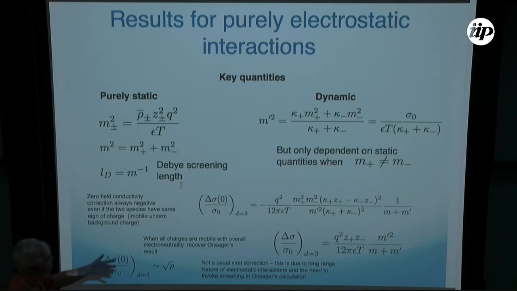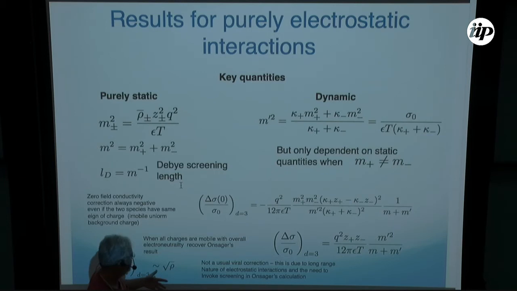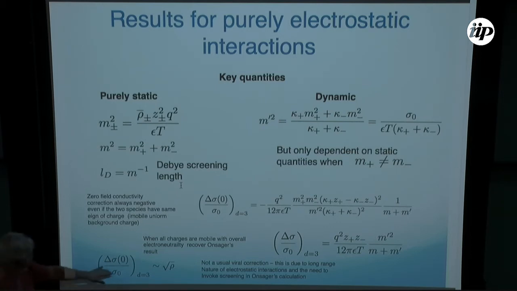So what you can do is look at the zero field conductivity, and you get Onsager's results very, very quickly, okay? So you can recover the whole of the Onsager theory, which you could have got by looking at fluctuation, dissipation, and linear response. You get nice effects. For instance, you find that the modification of the conductivity goes like the square root of rho, so it has this non-analytical behavior, right? But you get this without assuming the screening. It comes out of the theory.